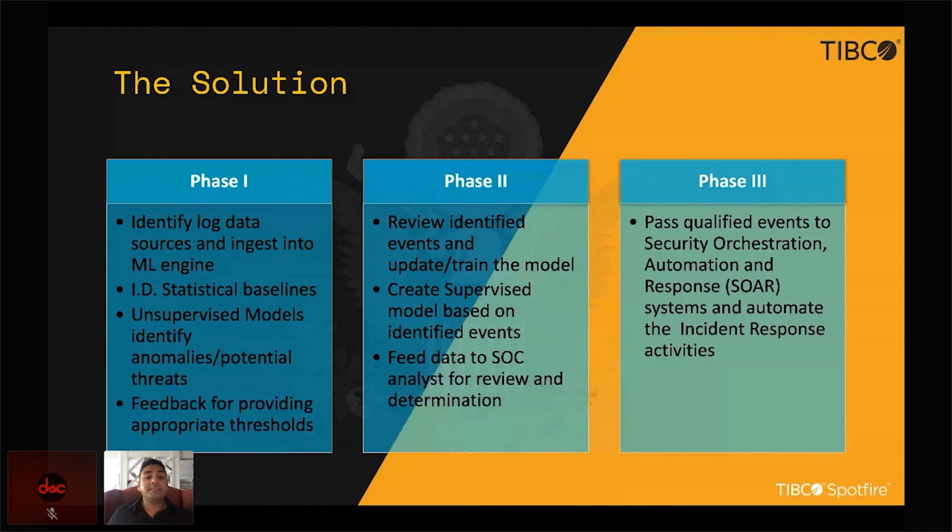So here's a breakdown of the phases. And when I say a breakdown of the phases, we identify the log data, we go ahead and have a statistical baseline, review the identified events with the SOC analysts, and from their expertise, understand whether those are anomalous or not. And then finally, what we want to do is pass a qualified event to a SOAR process, a security orchestration automated and response process. And that would just be automate the model in an unsupervised state, allowing that cyber resiliency concept to move forward.